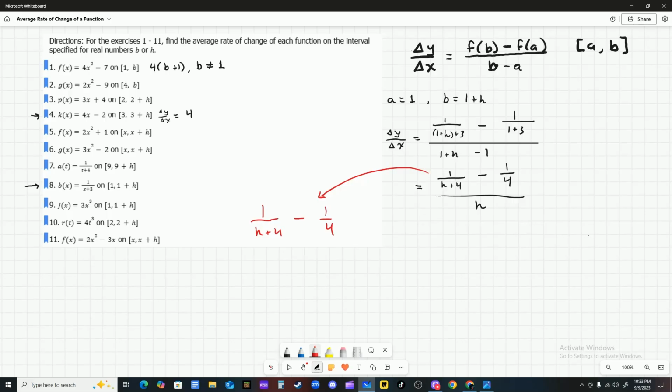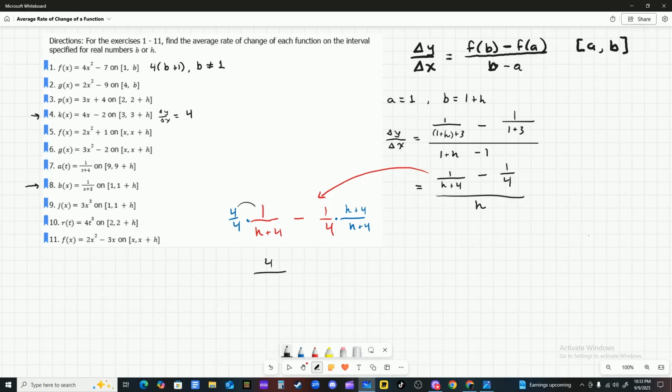I'm going to make these have the same denominator. So what I'm going to do is I'll multiply this one by h plus 4 over h plus 4. And I'm going to multiply this one over here by 4 over 4. Okay? We'll see why. So let's just do the math and I'll show you why.